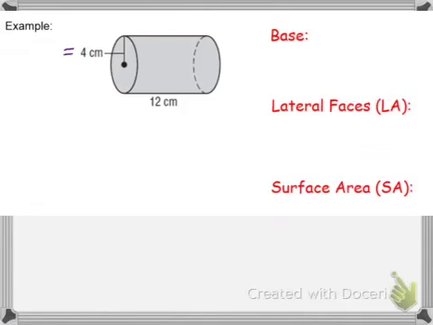So let's try an example. Here's a cylinder that has a radius of 4, and it has a height of 12 centimeters. So if we were to find the area of the base, we're going to use your formula, pi r squared. So you'd have pi times 4 squared, which we can simplify to 16 pi after squaring 4. And that's 16 pi centimeters squared.